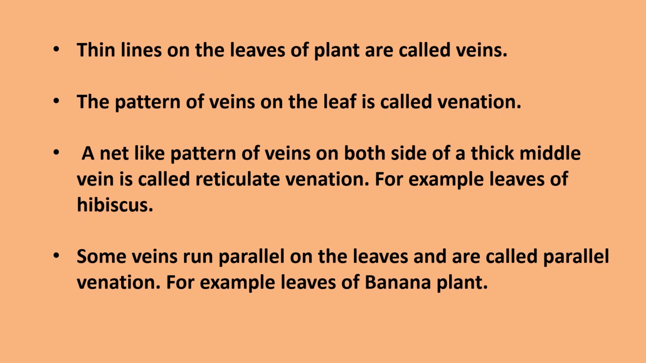Thin lines on the leaves of a plant are called veins. The pattern of veins on the leaf is called venation. A net-like pattern of veins on both sides of a thick middle vein is called reticulate venation. For example, leaves of hibiscus. Some veins run parallel on the leaves and are called parallel venation. For example, leaves of banana plant. These points have already been explained to you.